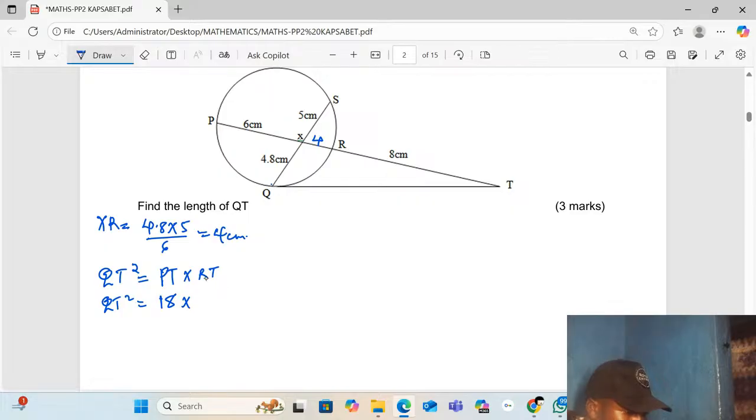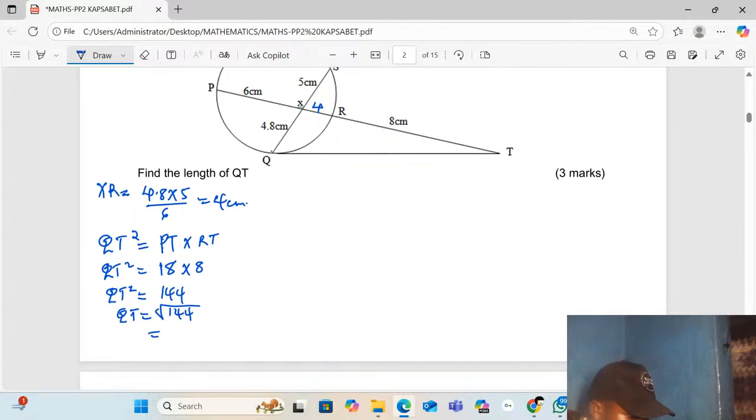Then we multiply by RT, RT is 8. So QT squared is equal to 144. So to find the value of QT, QT becomes the square root of 144, and our answer becomes 12 centimeters. So that is the answer for QT.